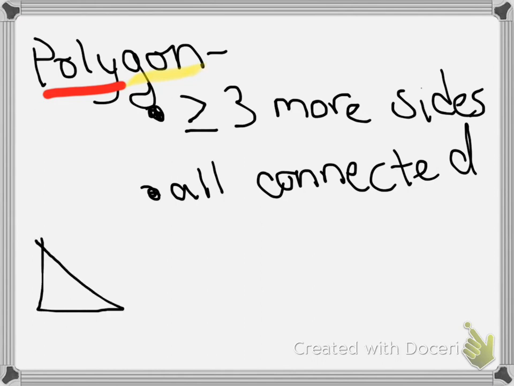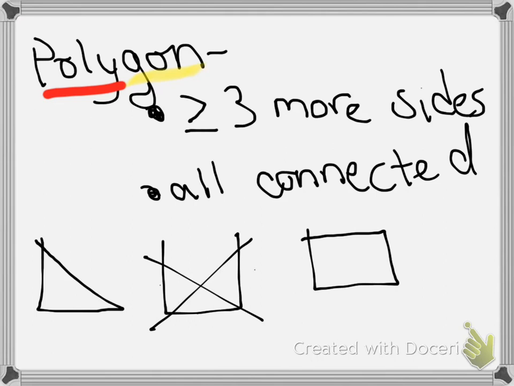A triangle is a polygon. Well, what about this one? It has 3 sides, but are they connected? No, so that is not a polygon. A square is a polygon because it has more than 3 sides and they're all connected. A pentagon is a polygon because it has 5 sides and it's all connected.